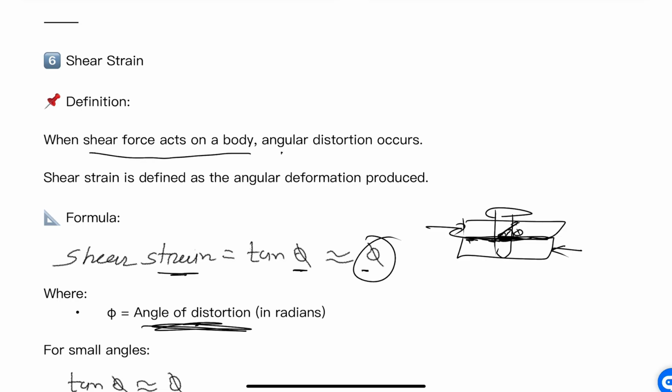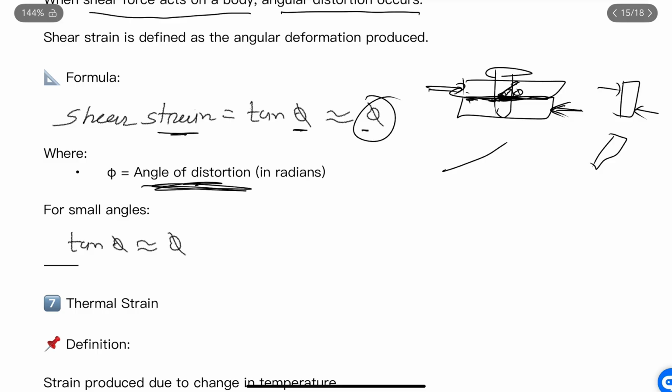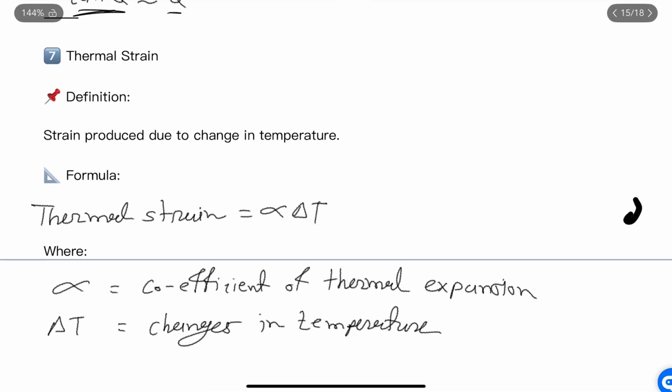When the shear force acts on the body, angular distortion occurs, like I said. It goes through some angle because this is going this side, this is going this side. For example, if we press over here and press over here, what happens? It becomes like this. It tilts, and there is an angle. For smaller angles, we can take tan phi is equal to phi. So sometimes the shear strain is directly the value of the angle phi.